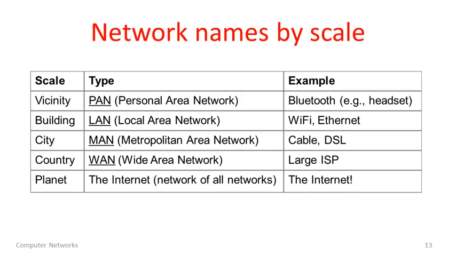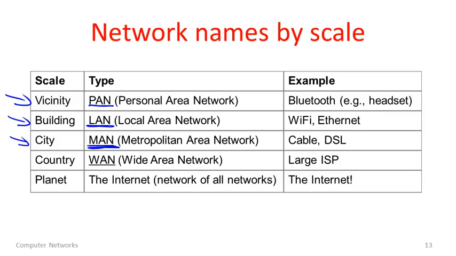Networks are often named by the scale at which they operate. Networks which operate just in a vicinity, a relatively small area, are sometimes called a PAN or personal area network. Bluetooth is an example of this. That's just your Bluetooth headset. Other networks operate at a building level scale, and a LAN or local area network is a classic building scale network. Wi-Fi, which is wireless, or wired Ethernet are examples of these networks. Bigger networks operate at a city scale.